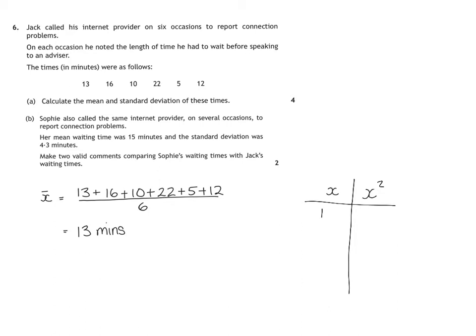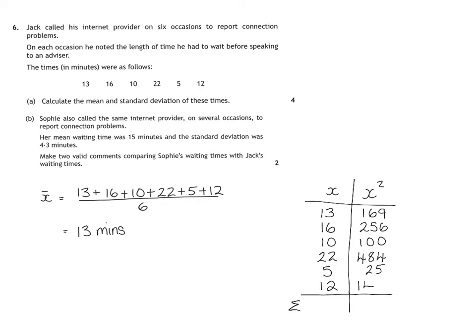So we have 13, we have 16, 10, 22, 5 and 12. So we're going to have to find the sum of both of those at the bottom. So 13 squared is 169. 16 squared is 256. 10 squared is 100. 22 squared is 484. 5 squared is 25, and 12 squared is 144.